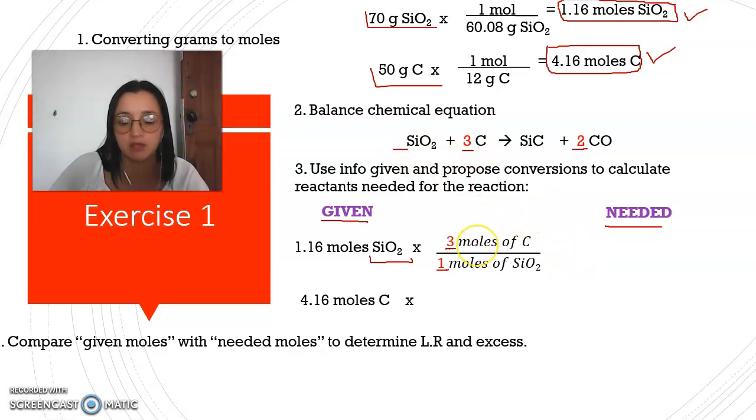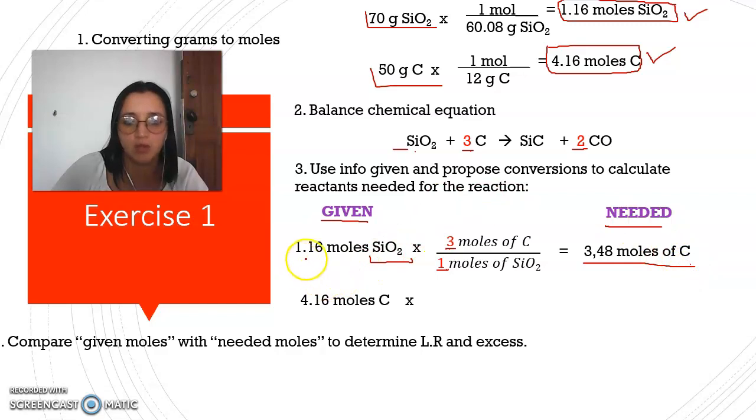In this method, the only difference compared to method 1 is that here we are referring to the other reactant, reactant 1 versus reactant 2. In method 1, we had the product here. That's the only difference that we have. If we do this calculation, we are going to obtain that we need 3.48 moles of carbon in order to react with 1.16 moles of silicon dioxide.